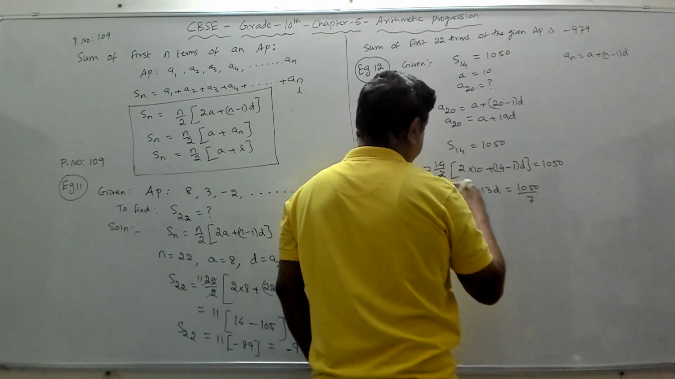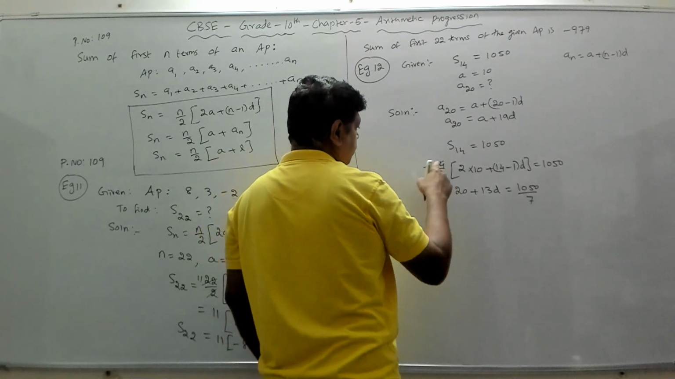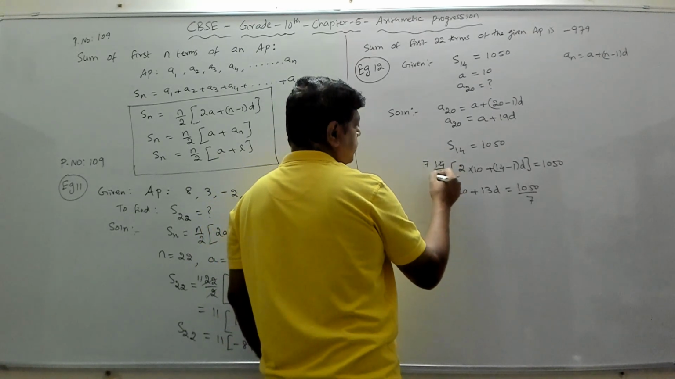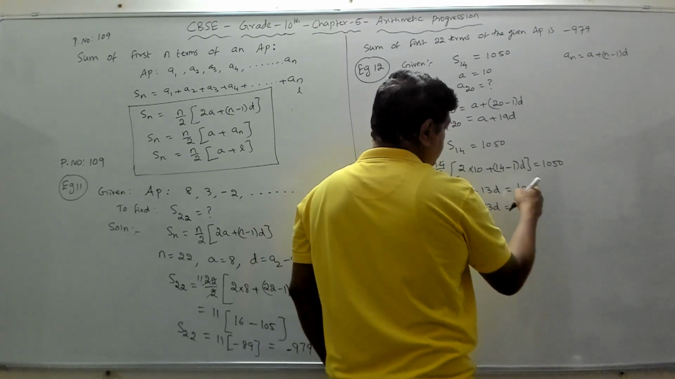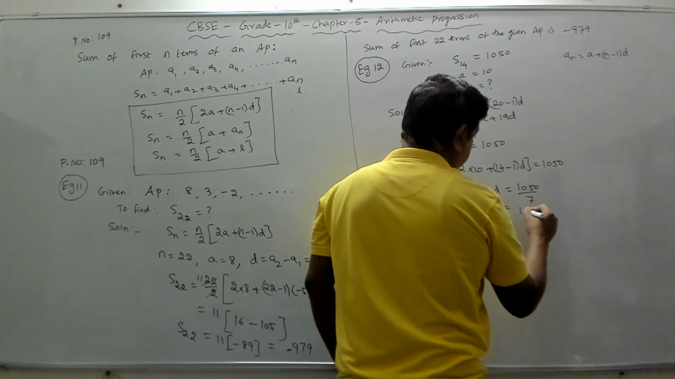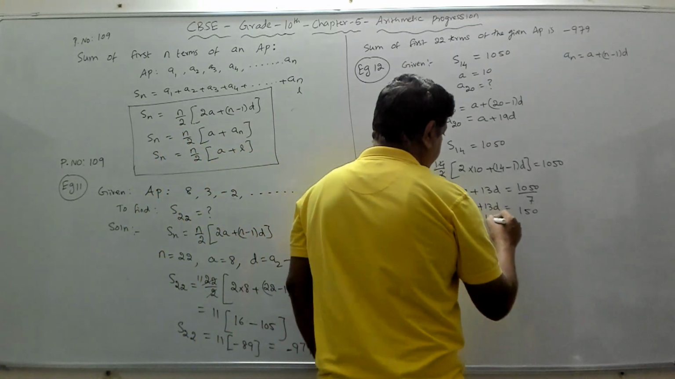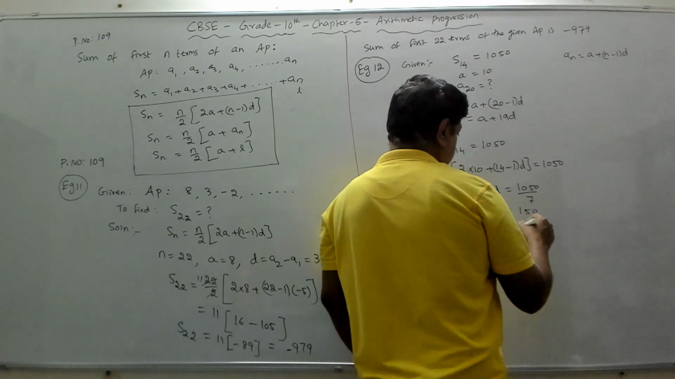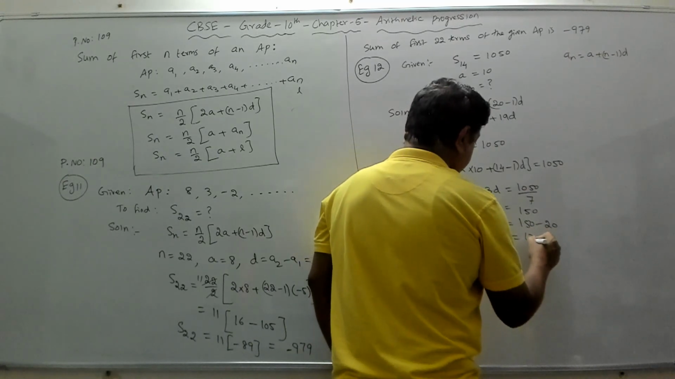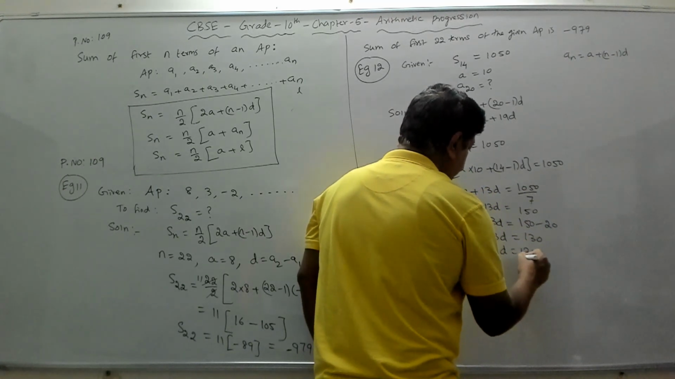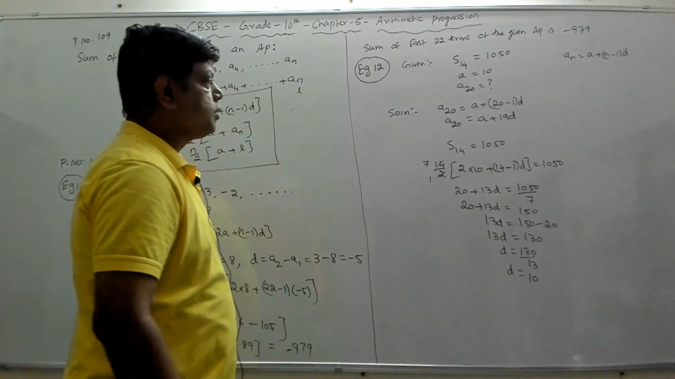This 7 can be taken to the other side, you go to the denominator. If you cancel 2 on 14, it goes 7 times, so 7 will go down. So it becomes 20 plus 13d equal to, if you divide this by 7, you get 150. So your 13d equals 150 minus 20, which means 13d is equal to 130. Your d is equal to 130 by 13, which means d is equal to 10. So we found the common difference, which is 10.